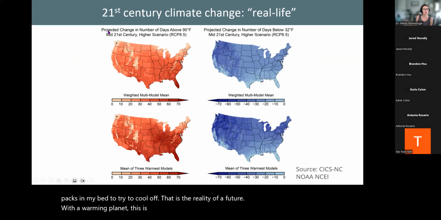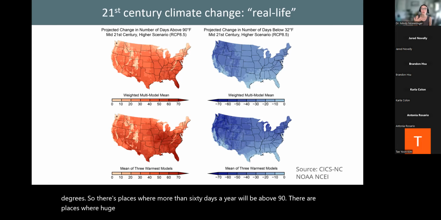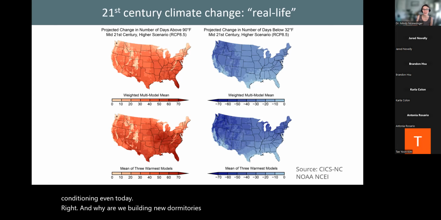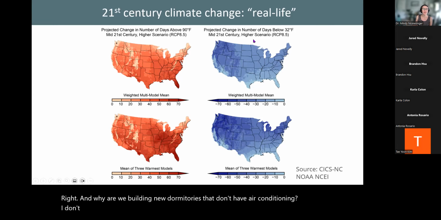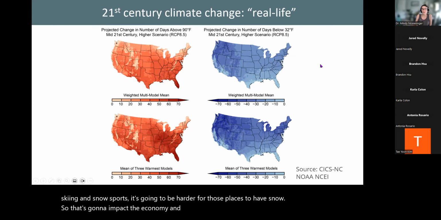This is showing the projected change in the number of days above 90 degrees. So there's places where more than 60 days a year will be above 90. There are places where huge amounts of people, huge communities don't have access to air conditioning even today, right? And why are we building new dormitories that don't have air conditioning? I don't know. And the number of days below freezing becomes less. So if you're interested in skiing and snow sports, well, it's going to be harder for those places to have snow. So that's going to impact the economy and the people that rely on that for their well-being and their way of life.